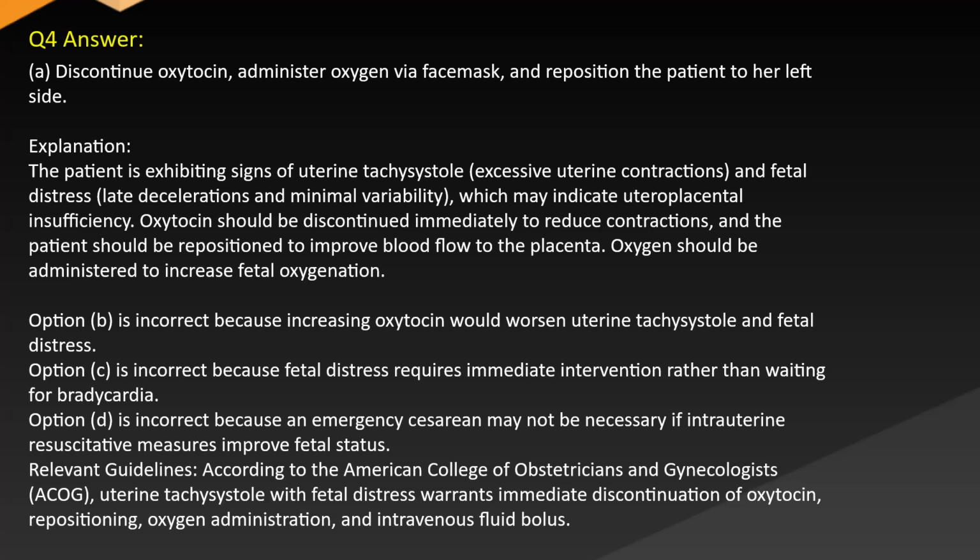Option B is incorrect because increasing oxytocin would worsen uterine tachysystole and fetal distress. Option C is incorrect because fetal distress requires immediate intervention rather than waiting for bradycardia. Option D is incorrect because an emergency cesarean may not be necessary if intrauterine resuscitative measures improve fetal status. Relevant guidelines. According to the American College of Obstetricians and Gynecologists, ACOG, uterine tachysystole with fetal distress warrants immediate discontinuation of oxytocin, repositioning, oxygen administration, and intravenous fluid bolus.